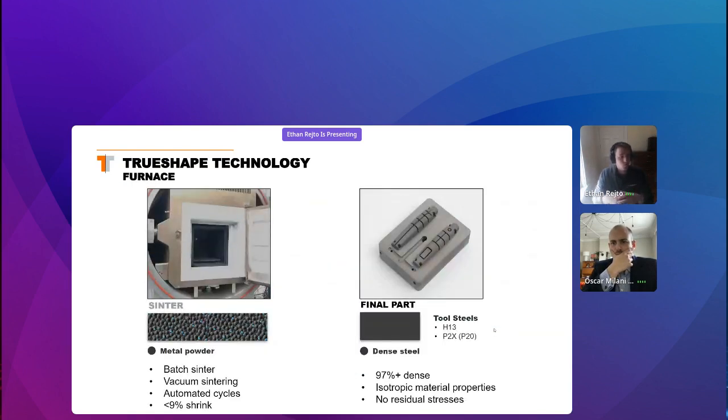After that is complete, we go into a furnace to sinter. If you're familiar with sintering, you'll know it's widely used in powder metal applications like metal injection molding or press and sinter. But the sinter process, essentially, you can think of like pottery, right?